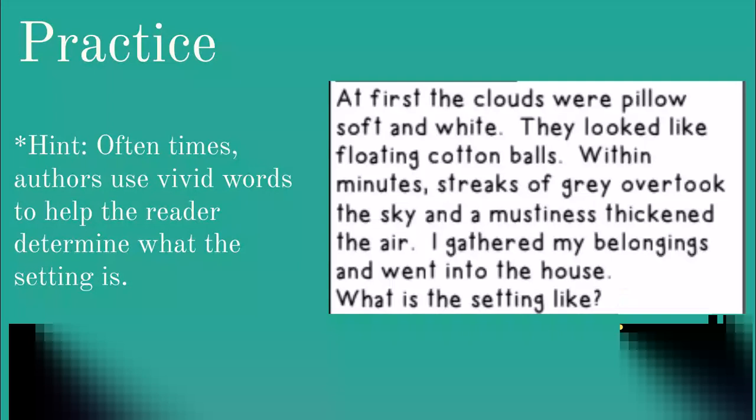What is it like? Well, I see that the clouds were pillow soft and white at first, and then there's streaks of gray that came, and there's a mustiness. So that makes me think that at first it was a nice sunny day, but then maybe a storm started coming.